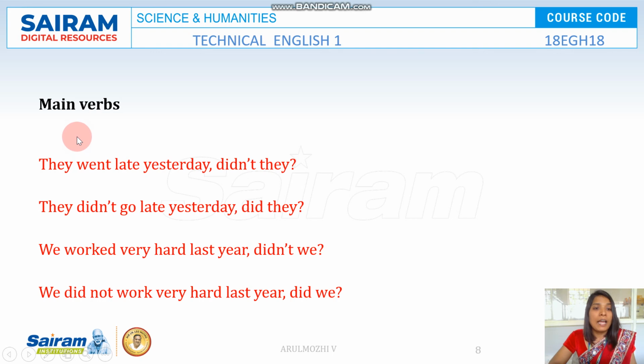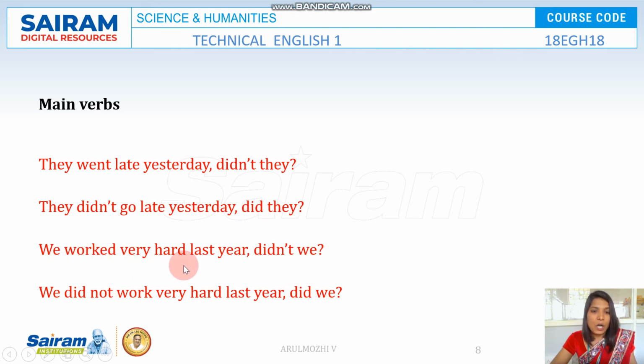Okay. And check out the examples for past tense. They went late yesterday. So how do we split went? Did plus go is equal to went. So we add not with did. Why? Because it is a positive statement, so it is a negative tag. So they went late yesterday, didn't they? They didn't go late yesterday, did they? It is a negative statement, so positive tag.